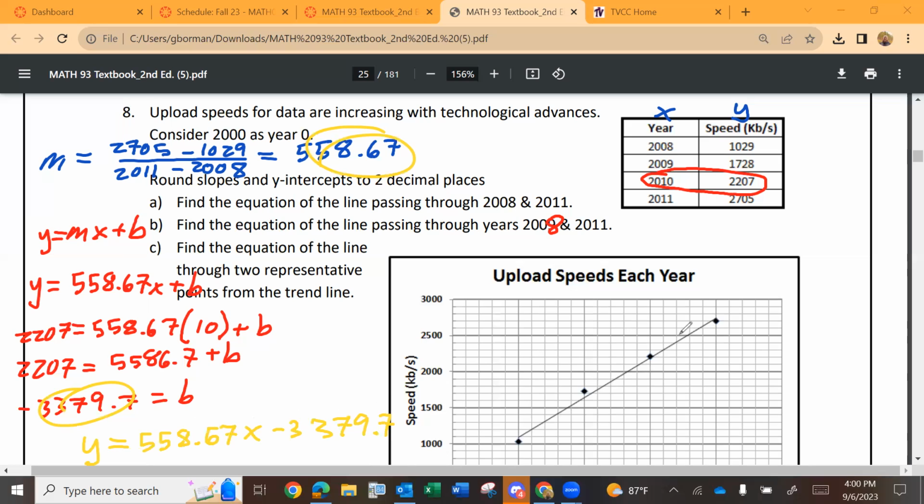So I've got an equation that represents this line. And you'll notice sometimes your y-intercept is negative. It happens. Now part C. Find the equation of the line through two representative points from the trend line. This time, they want us to... looking for the eraser. Oh, there it is. Oh, wait.